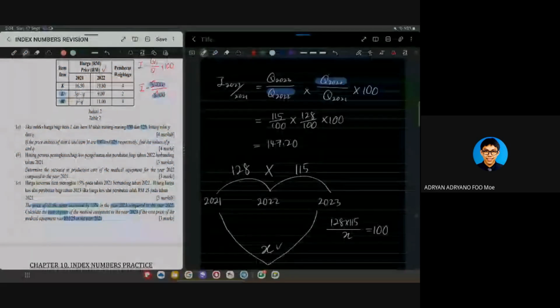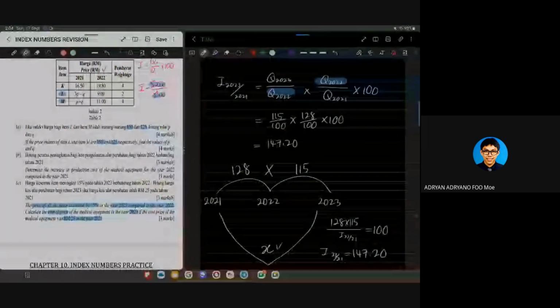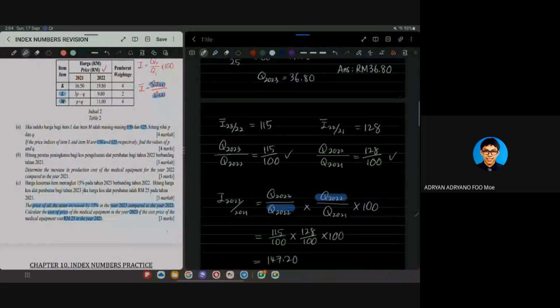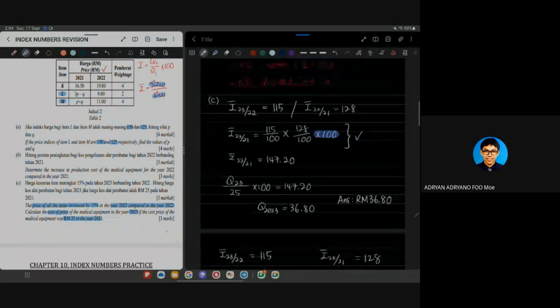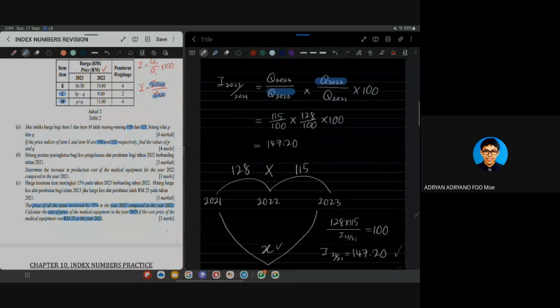So you will see that you will get same answer. X equal 147.20。如果你不要写 x，你也可以写什么？Index 23 per 21。Okay? So this is the question 啦，就是这样啦。After you have found this index，你就可以找它的 price 36.8。Okay, so you can see that both methods function for you. You choose lah which one you want.